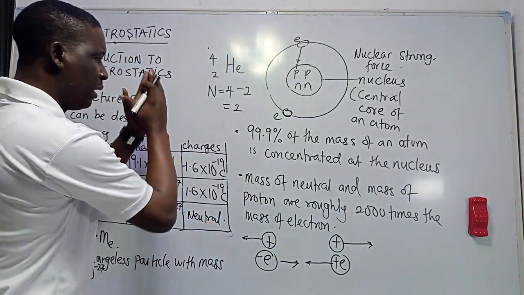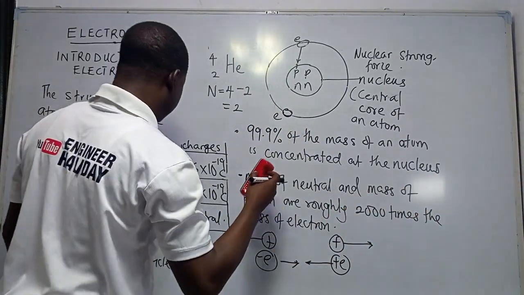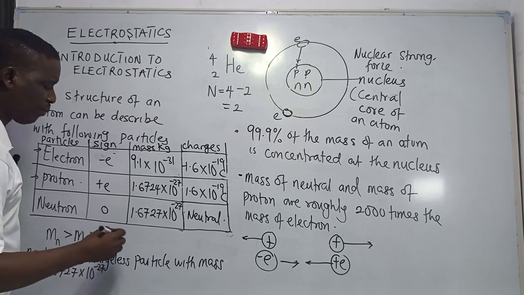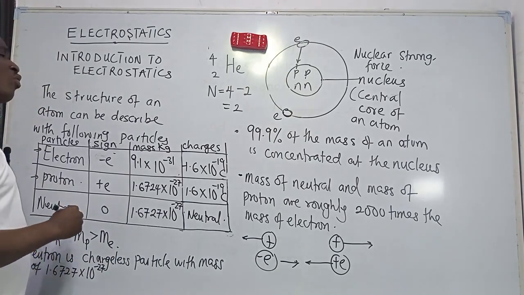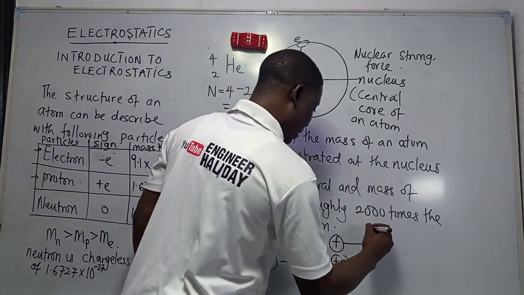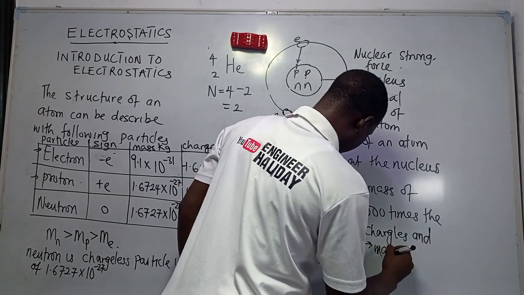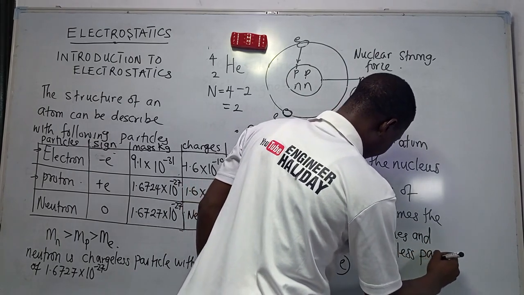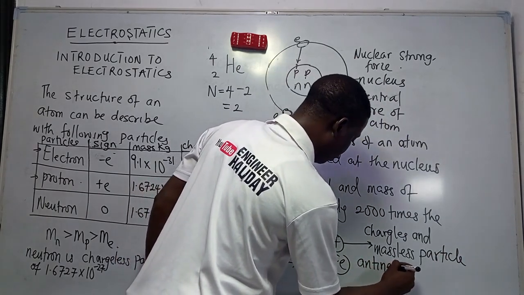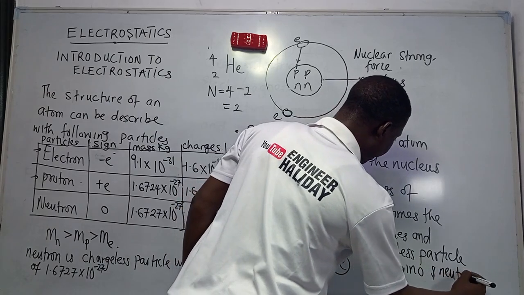So now we have talked about that, but there is something that I want to tell you. Now we talk about chargeless particles. There is what we call a chargeless and massless particle. Let me just list only two here. We have chargeless and massless particles. Examples of that are the antineutrino and the neutrino.